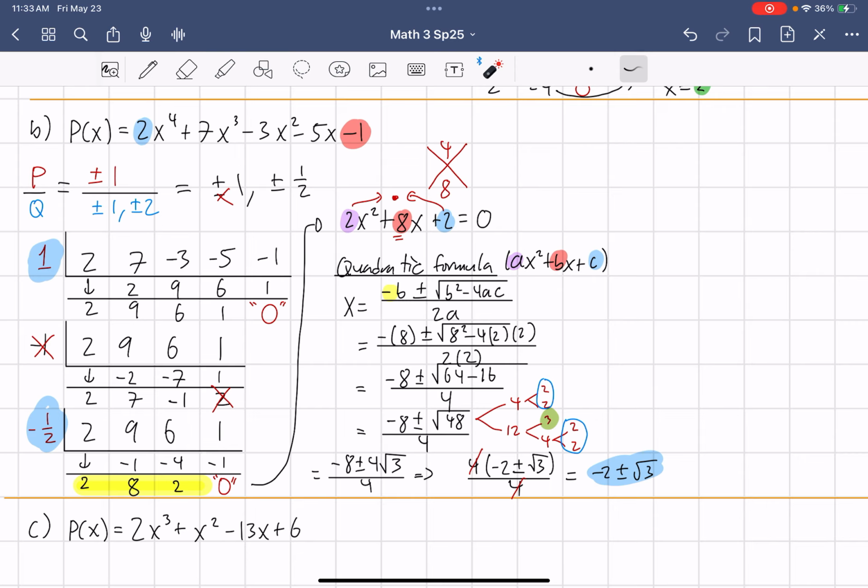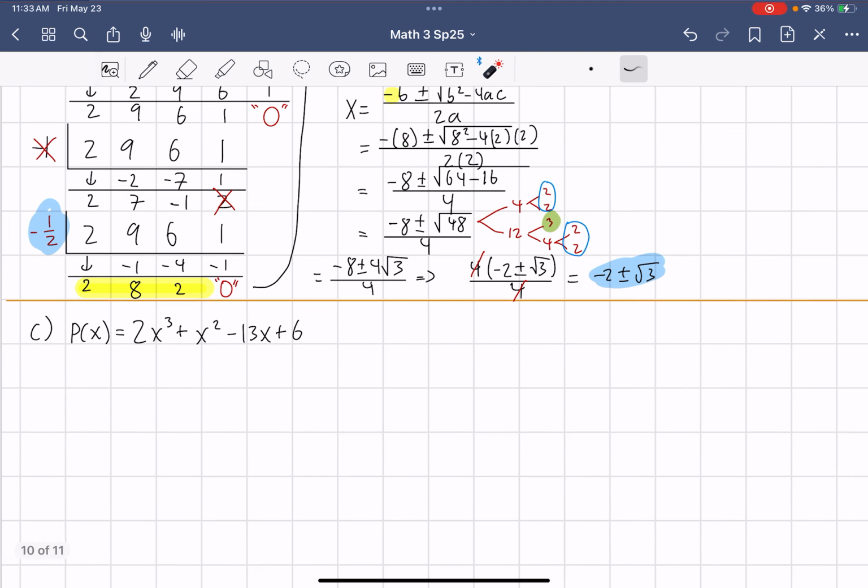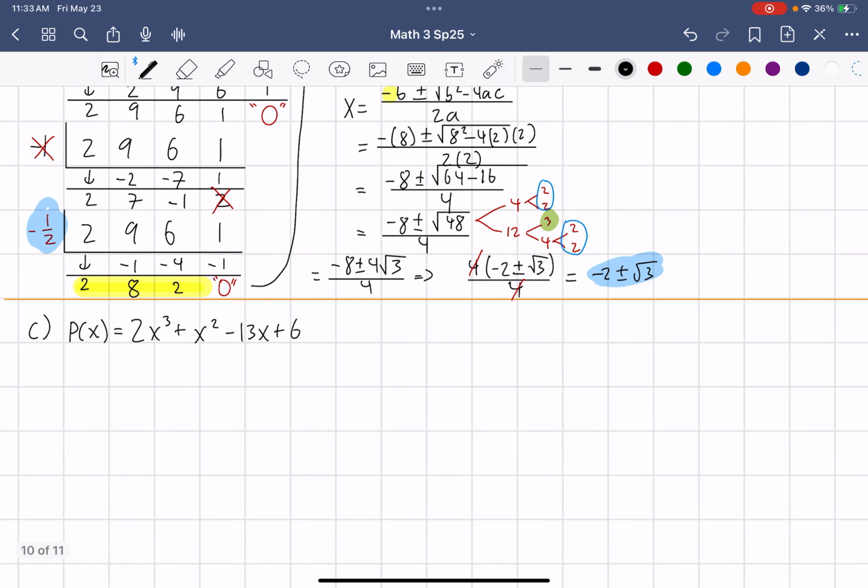Now let's do one more that involves finding our zeros. So once again, this is going to be our Q. Here's our P. So the zeros for P are plus or minus 1, plus or minus 2, plus or minus 3, plus or minus 6. Our Q luckily only has plus or minus 1, plus or minus 2.